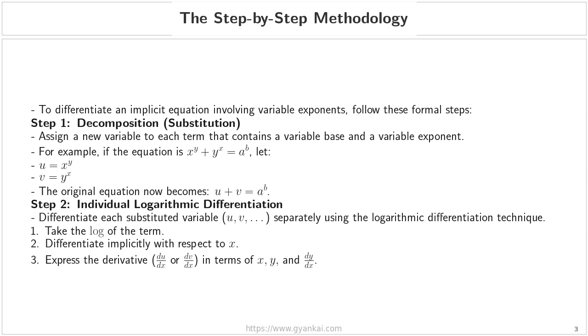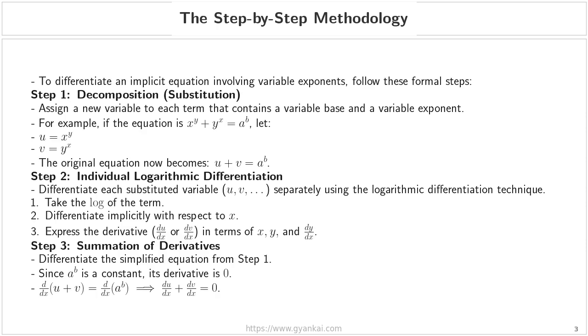Second, differentiate that expression implicitly with respect to x. And third, solve for the derivative of u with respect to x or the derivative of v with respect to x, expressing the result in terms of x, y, and the derivative of y with respect to x. Once we have those individual derivatives, we proceed to step 3, summation of derivatives.